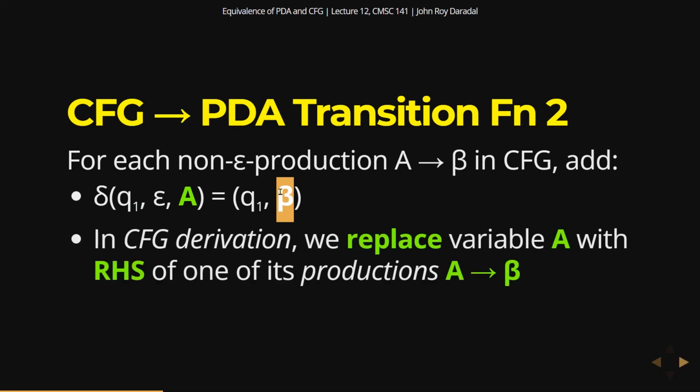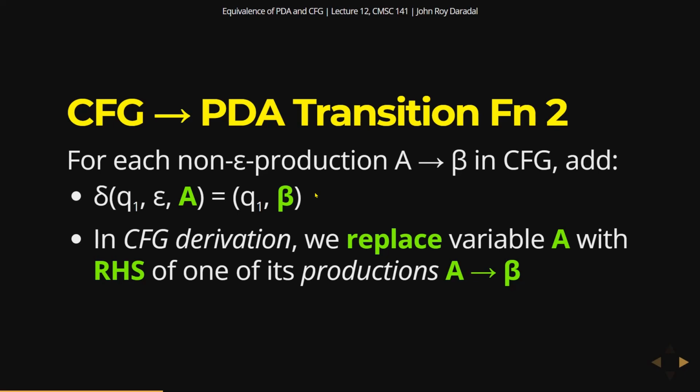We do this because in the derivation we can replace the variable A with the right hand side of one of its productions, right? So we can substitute A with one of its productions. We will also do that in our PDA. Once we see a variable A on top of the stack, we can replace it with one of its right hand side productions. Okay, so we will do that for each non-epsilon production.